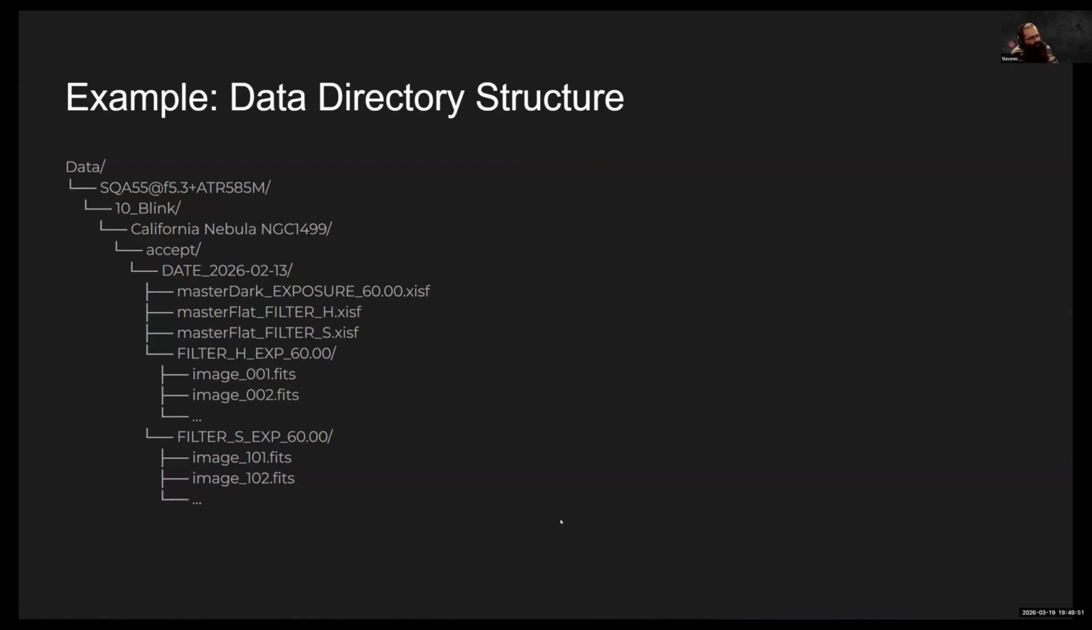In the Blink directory, I've done all of my initial quality control. These are the pictures that are good. Got a target, California nebula. I use a directory called accept to say that I've looked at them and they're good. I have a date directory for that one night.